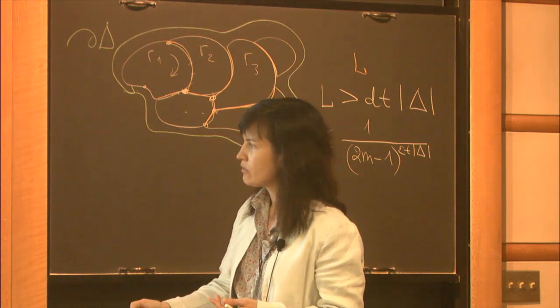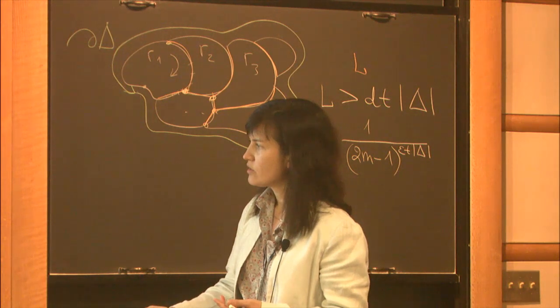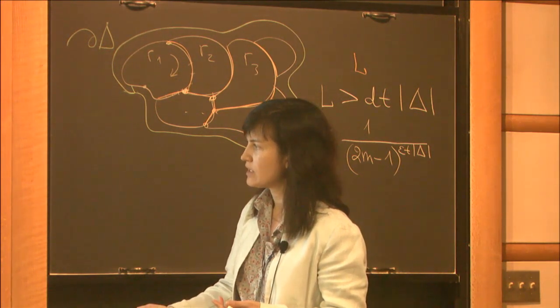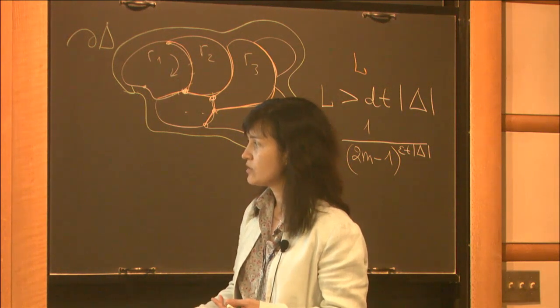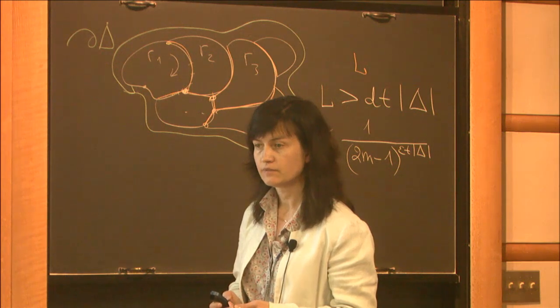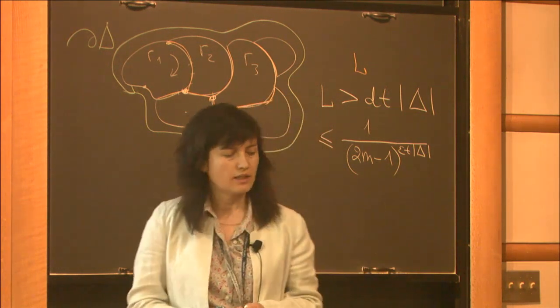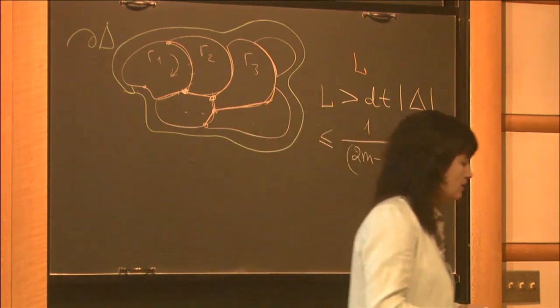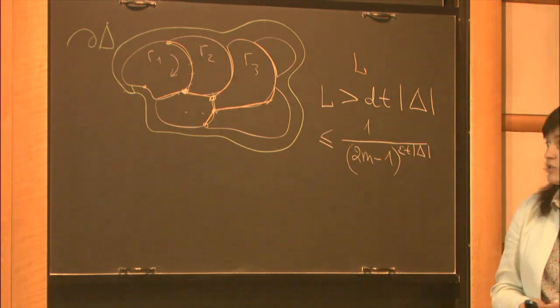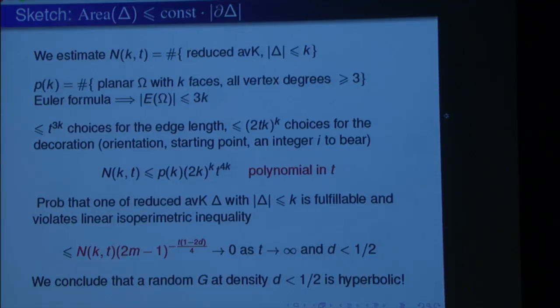And now we know that this number is too small. So the main factor is this one, exponential, which decreases to 0 under these conditions. Okay? So we are done for hyperbolicity. Now, it was a nice proof, I think. And now tell me where is the mistake.